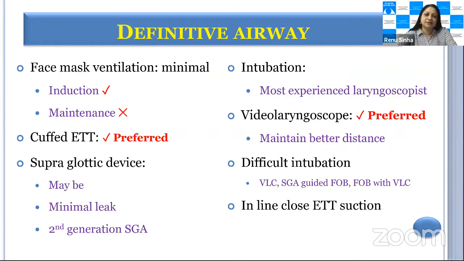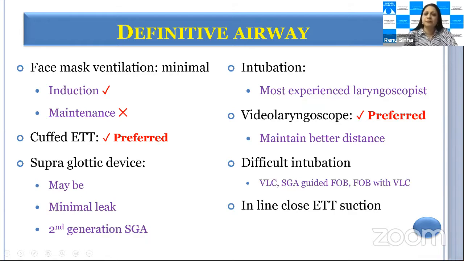As Dr. Raja was asking about supraglottic devices, initially there was much concern about supraglottic device use, but gradually it is said that if there is only minimal leak, then it is acceptable. And it is good to use a second generation supraglottic device because their seal is better. Intubation should be done by an experienced person. Video laryngoscope should be used because it will maintain a greater distance between the patient and the laryngoscopist.